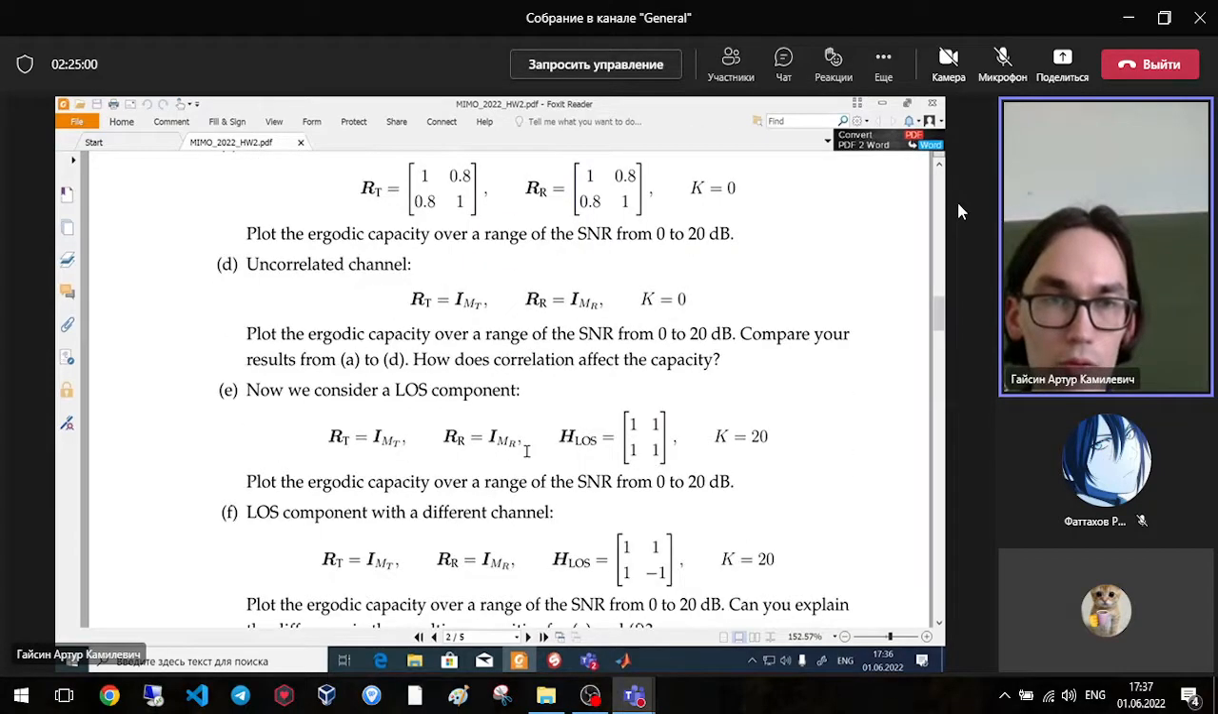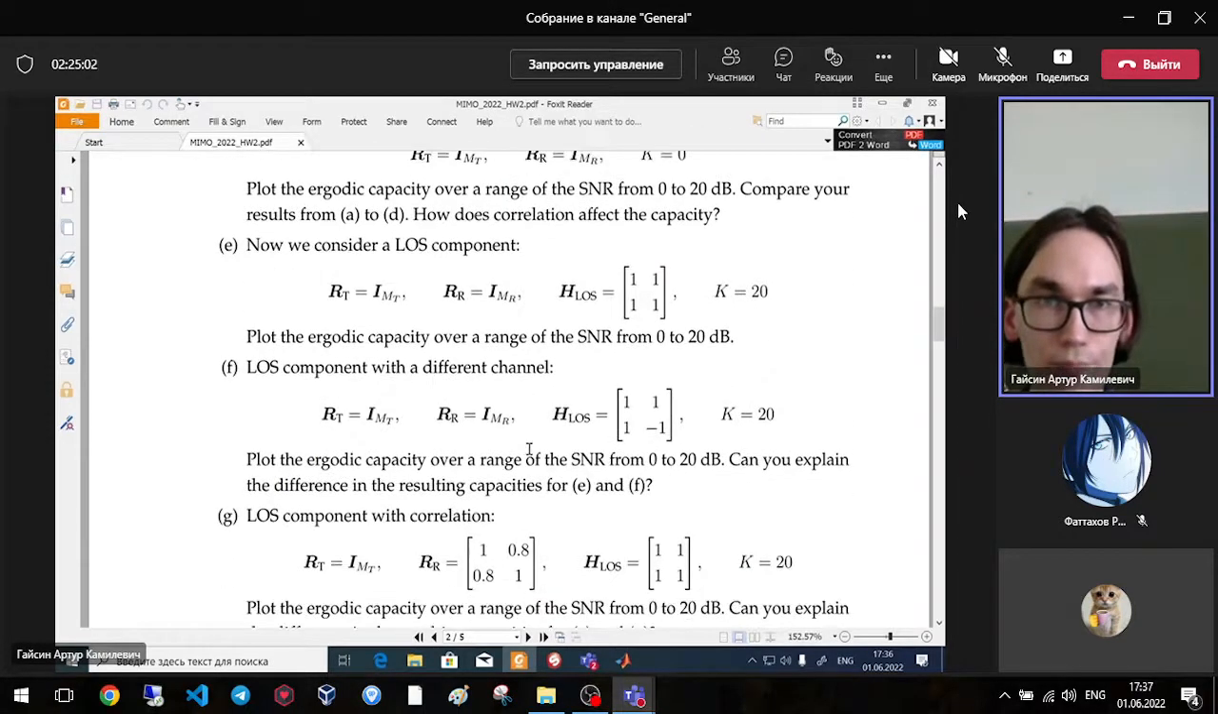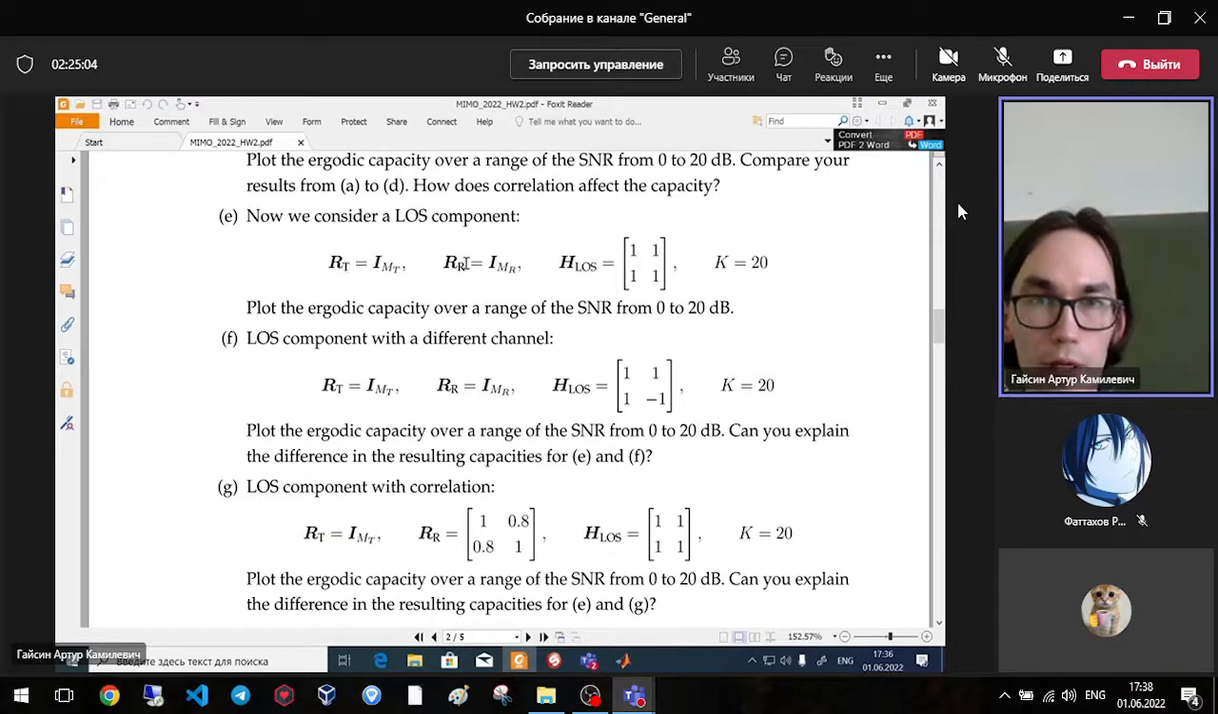Then here also 3 line of sight cases. So you can see we have no correlation, and the channels are the same. Then we change the channels, but we have no correlation here. And also you can see we add this line of sight. So the Rician factor in this case is equal to 20.